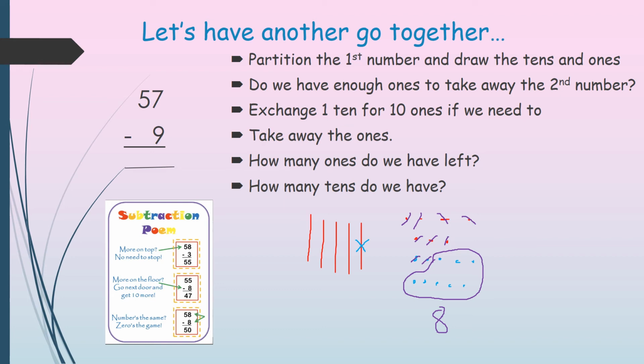And I've got 1, 2, 3, 4 10s. So I've got 48. If I was doing it just with my numbers, I can't do 7 take away 9, so I'd have to cross out my 5. It would leave me with 4 10s, and that other 10 would be coming over here, giving me 17. So I'd do 17 take away 9 would give me my 8. 4 take away no 10s would give me 4.